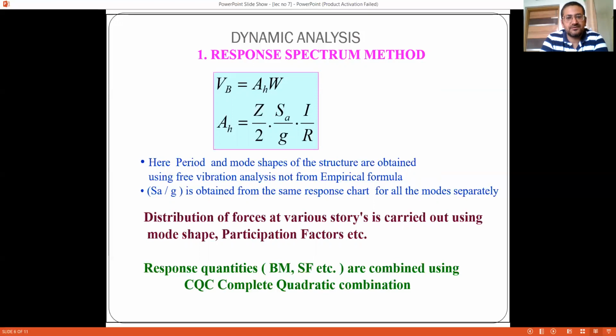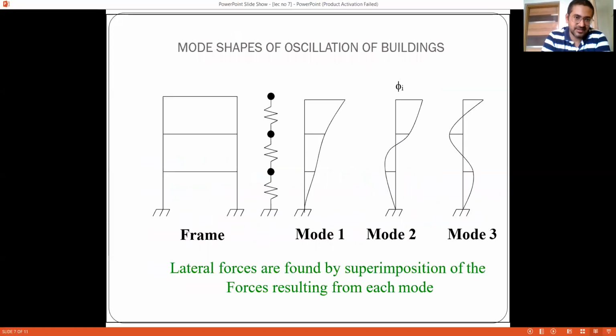SA by G is obtained from the same response chart for all the modes separately, right? Distribution of forces at various stories is carried out using the mode shape and modal participation factors, which we are going to see in the upcoming lectures. And the response quantities, that is the BM and the SF, etc., are combined using the CQC method, or complete quadratic combination method. That is, we have a couple of methods based on which you can calculate the forces.